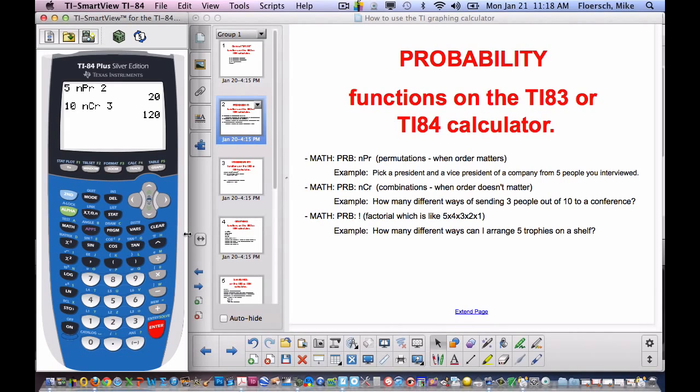Then the other thing we should look at is just a plain factorial, which means if I take a number, for example, 5 factorial, it means 5 times 4 times 3 times 2 times 1. An example of this would be how many different ways can I arrange 5 trophies on a shelf? In this case, I would do 5, math, probability, number 4, and number 4 is the factorial. I hit enter. There are 120 different ways I can arrange 5 trophies on my shelf.